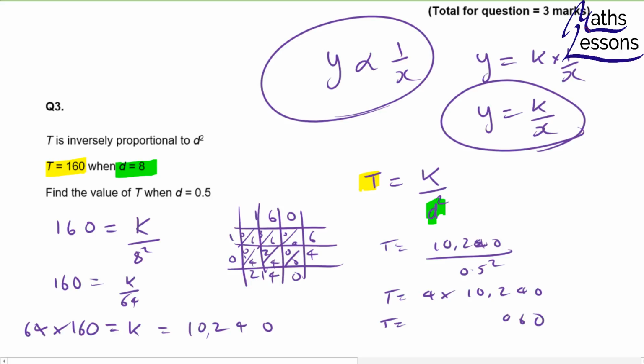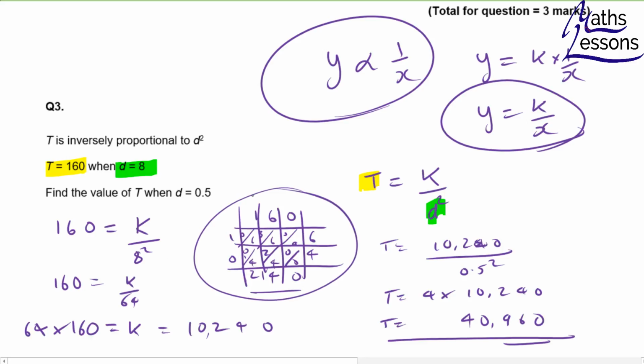4 times 4 is 16, 4 times 2 is 8 plus 1 is 9. 4 noughts and 0, 4 times that is 40,160. So hopefully your mental arithmetic has been okay. I'm just checking that answer. That looks good. And just to remember, this little trick here makes it very quick and easy to do long multiplication.